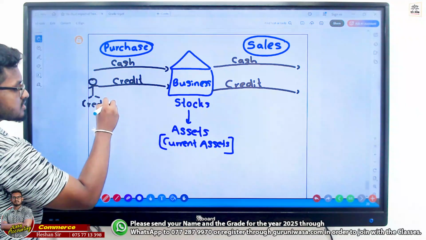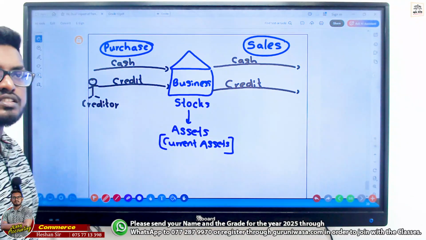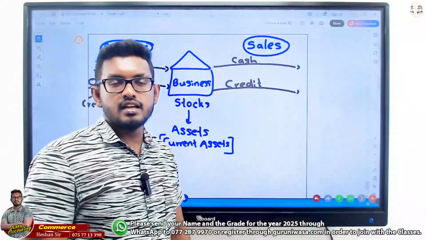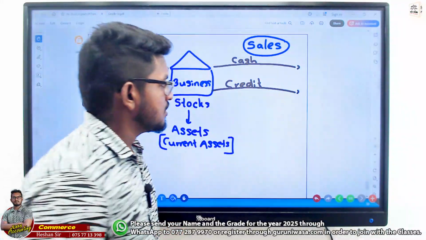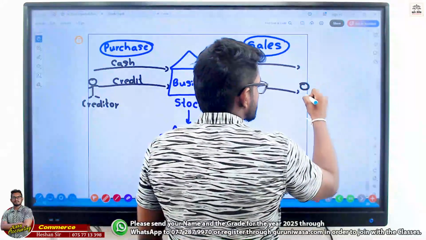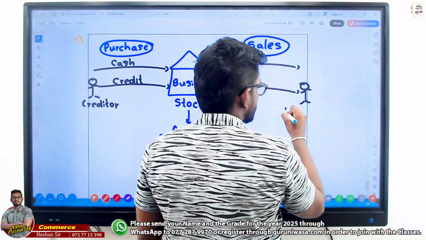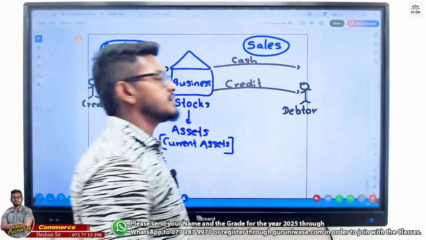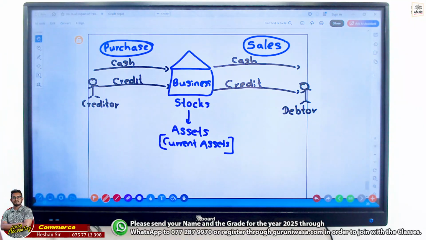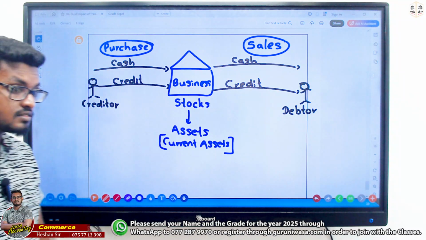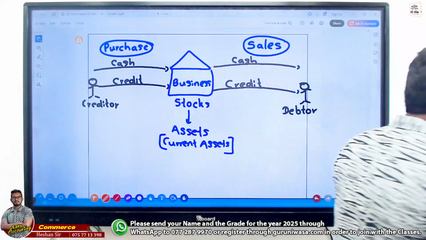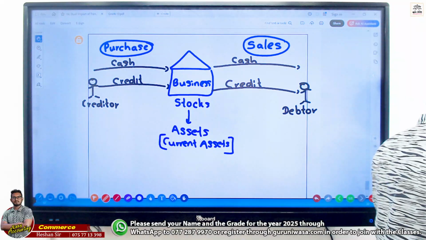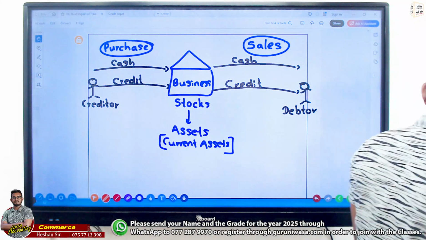When we purchase stocks on credit basis, the other party we name as creditor. Can you remember, guys? With a cash basis purchase, we don't name the other party with another name. When we sell our stocks on credit basis, the party who purchases our goods on credit basis, we identify as which name? Debtor. All clear to you guys? Debtor, right?